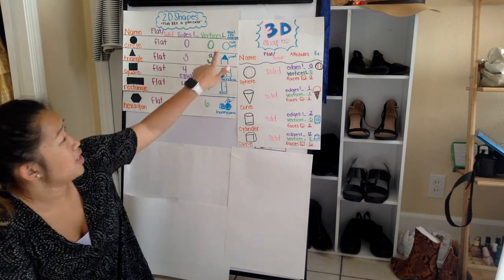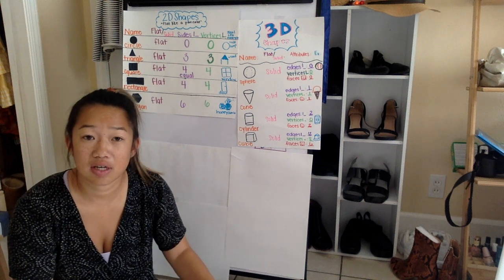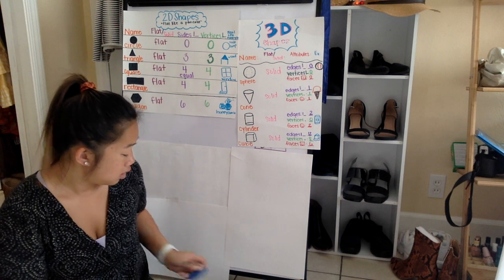All right. And my real life example that I thought of was like a hula hoop. A hula hoop is in the shape of a circle. Can you think of anything in your house that's in the shape of a circle?